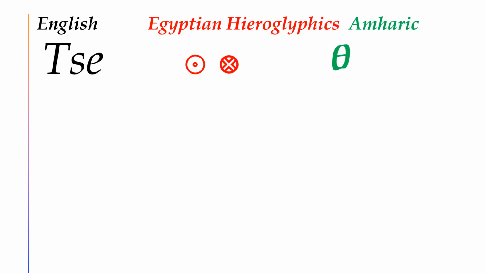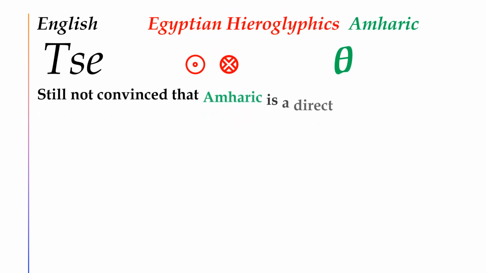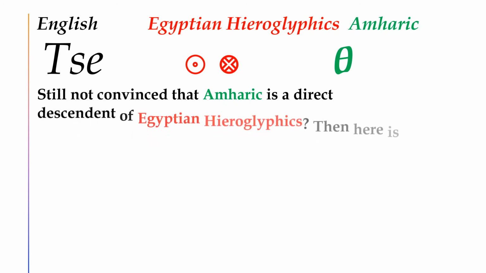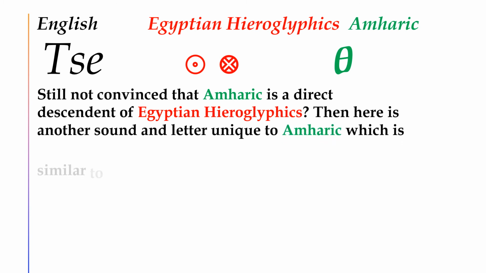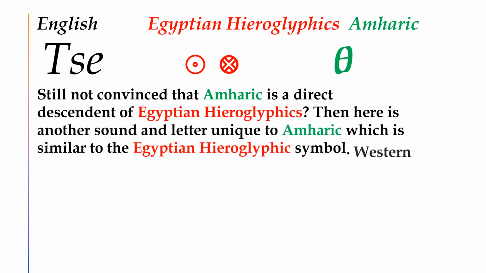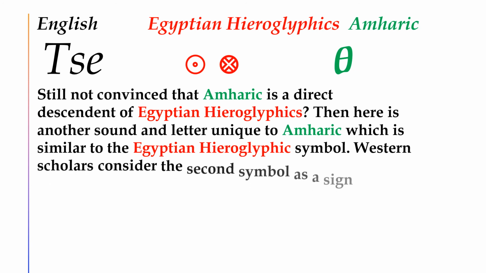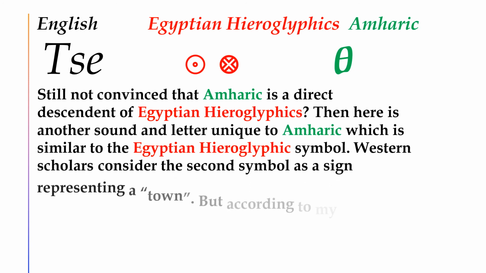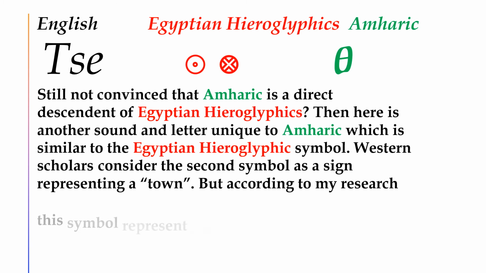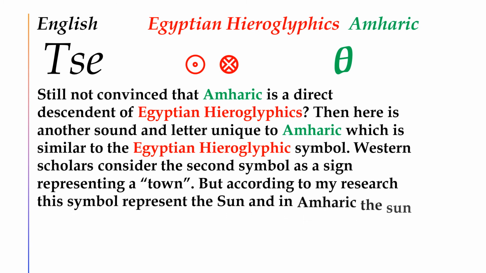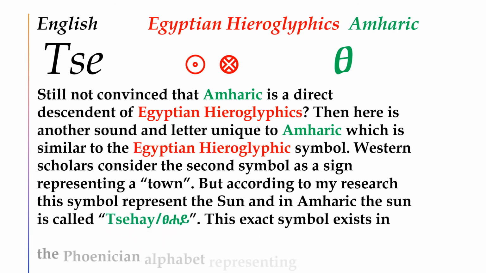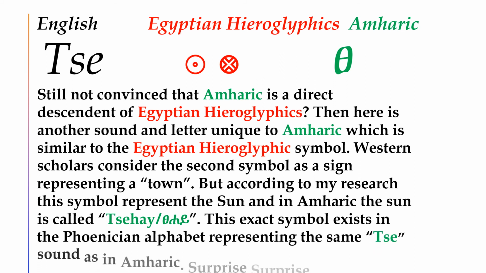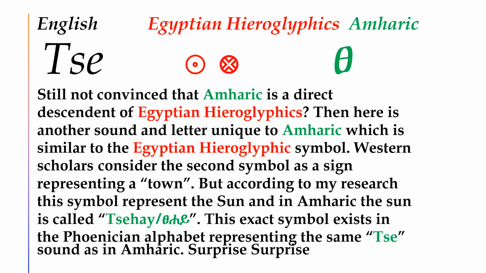Then the next one is the s sound. Just like the sh sound, the s sound does not exist in English. As you can see from the Egyptian hieroglyphics, I have taken these two circles, what looks like the sign of the sun, and also what looks like the sign of the breast. And this symbol is so much similar to the Amharic th, and this same symbol exists in Paleo-Hebrew. So I believe that these symbols represent the th sound.